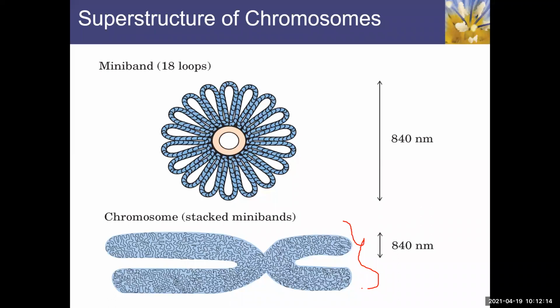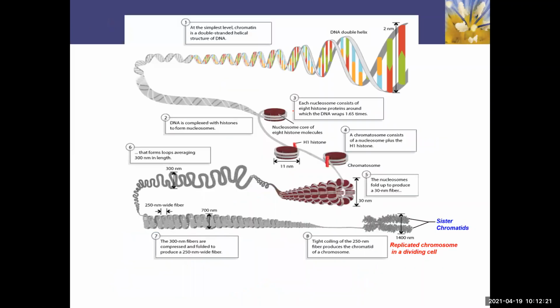Is it clear? So remember the organization. And this is the same thing, the organization. And finally, we have the metaphase chromosome. We start with the double strand of the DNA, then the nucleosomes, then the chromatin, then the what? Then the solenoid. Then after solenoid, we have the loops, then the bands, and then finally the chromosome.